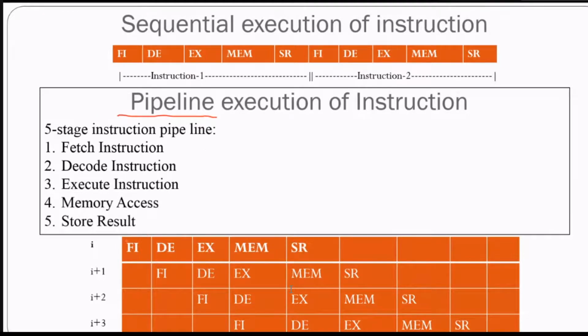So what will pipelining mean? You will provide each task to an individual element. So fetch instruction will be done by one unit, decode instruction by another unit, execute instruction by another unit, memory access by another unit, and store result by another unit. We will assign these tasks to separate units. This means we will keep 5 faculty: the first faculty will fetch the instruction, the second will decode, the third will execute, the fourth will access memory, and the fifth will store the result.